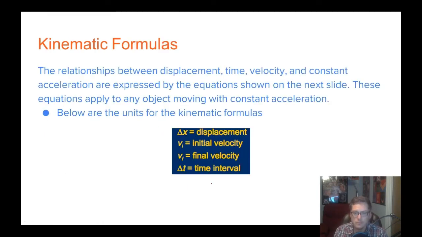Okay, kinematic formulas. We get the kinematic formulas, which are these 4 special formulas that we're going to use to help us relate velocities, distance, time, and acceleration. And so here is what you want to know. If you see a delta x, really that's talking about displacement. If you see vi, that's your initial velocity, final velocity is vf, delta t is your time interval, and then a is equal to your acceleration.